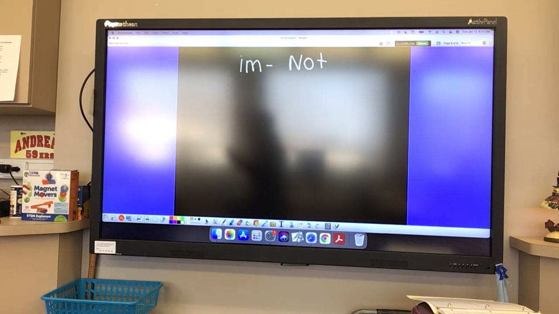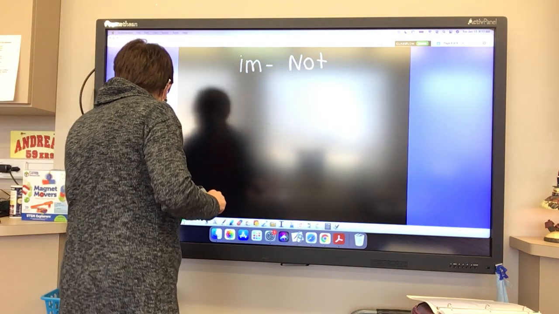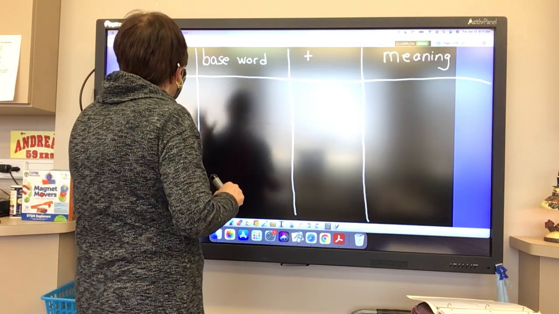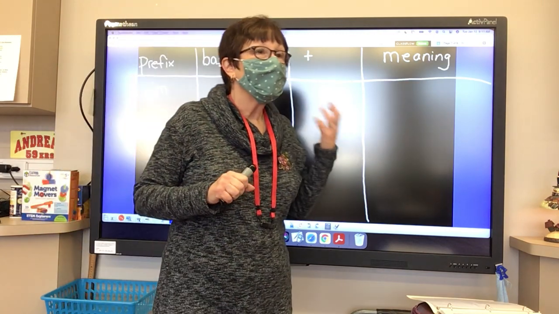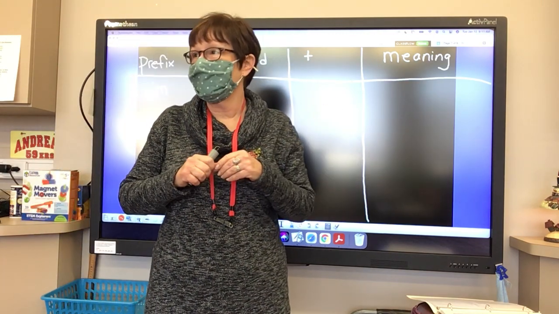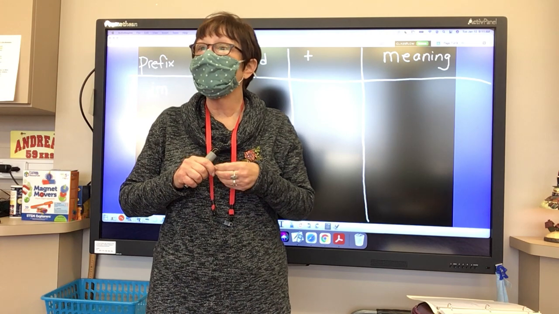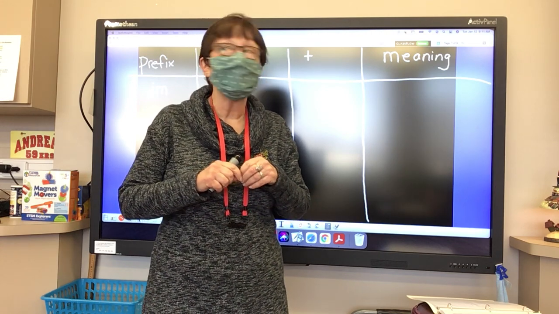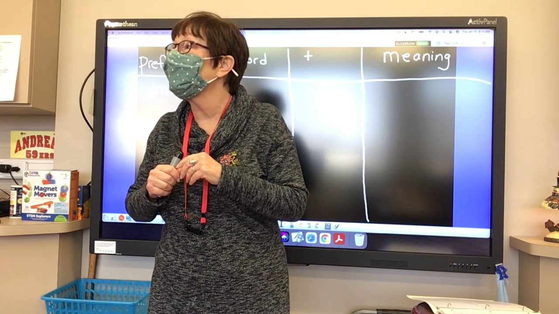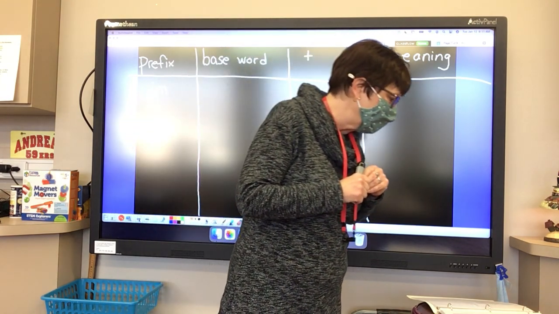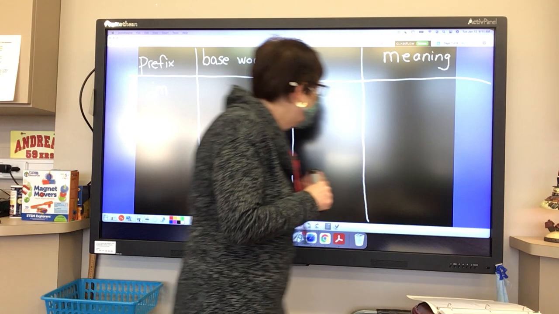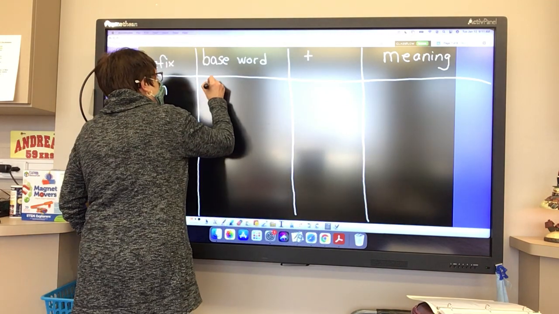Okay. So now here's what we're going to do. We are going to practice with the prefix "im." We're going to be adding it to some base words. We're going to be making some new words, and then we're going to be figuring out the meaning of those words. So the first base word we're going to do is the word "passable."